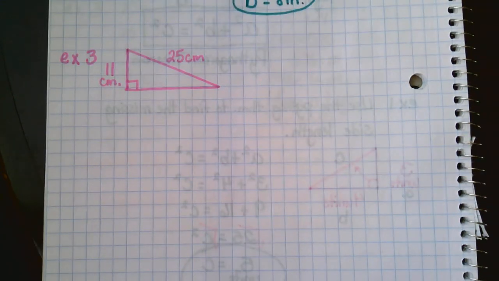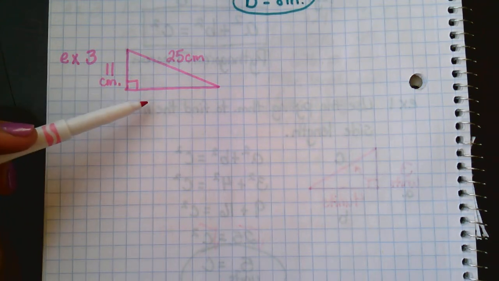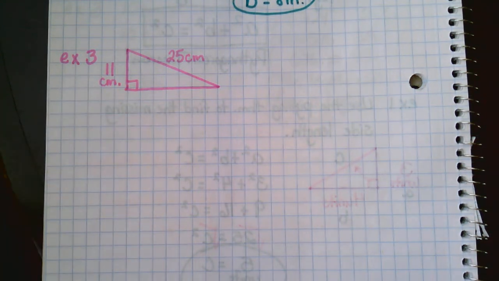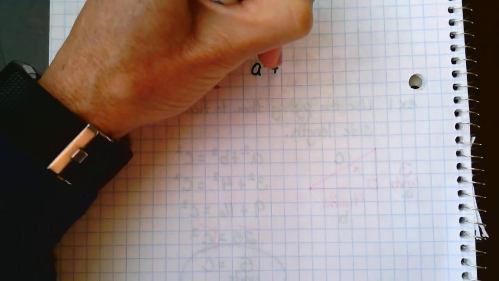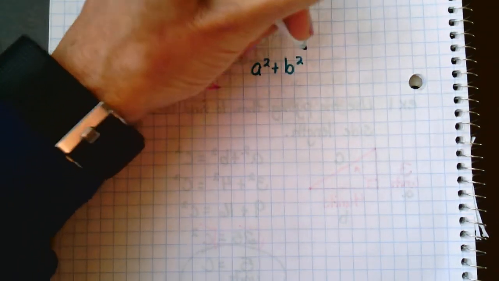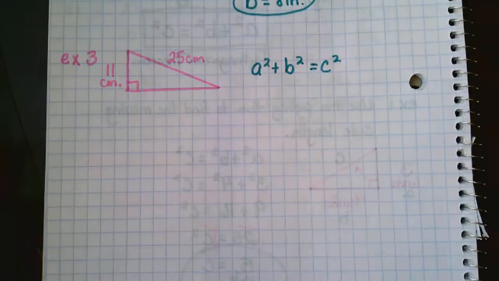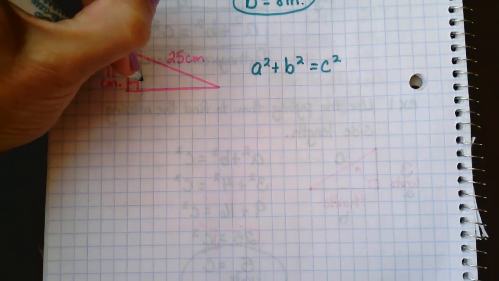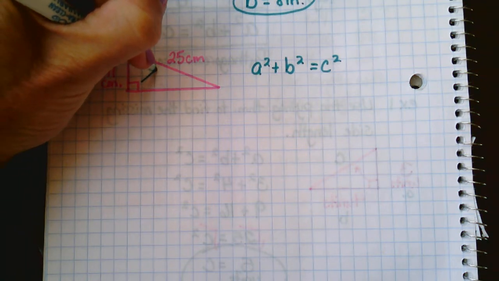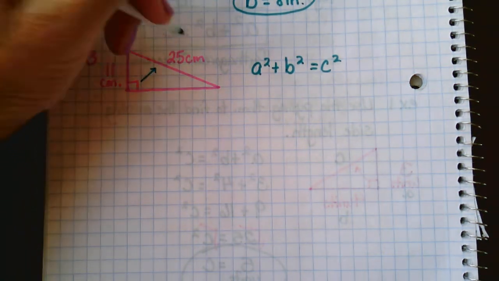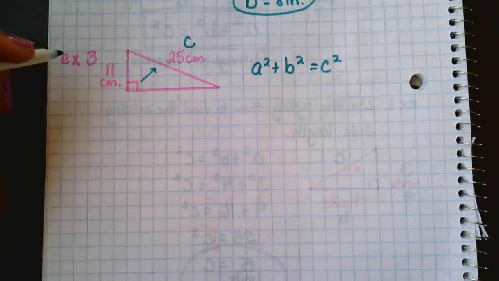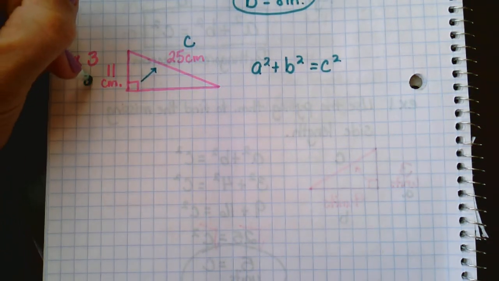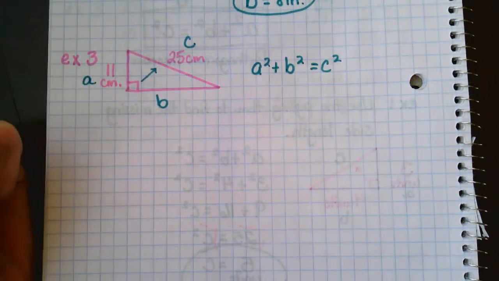Okay, we need to find the missing side length in example 3. Again, we are going to use the Pythagorean Theorem here. So I'm going to get myself set up by writing the Pythagorean Theorem. A squared plus B squared equals C squared. Okay, let's figure out which sides are A, B, and C. The side across from the right angle, or the longest side, is side C, our hypotenuse. The two shorter sides are A and B, our legs. Let's call this one A and this one side B.